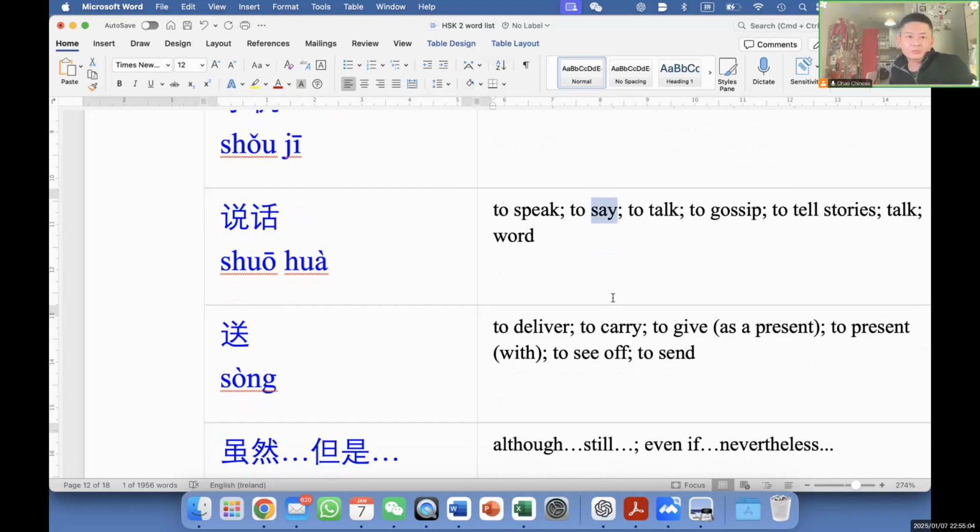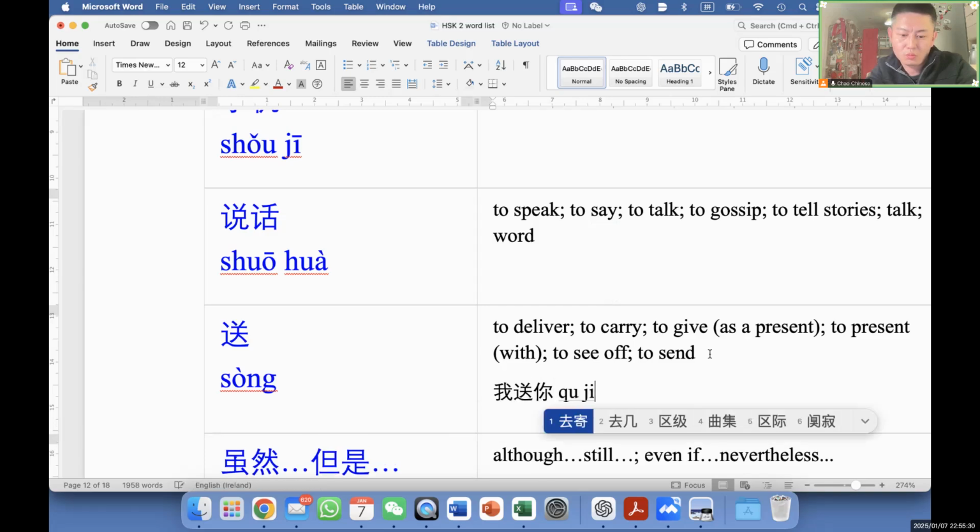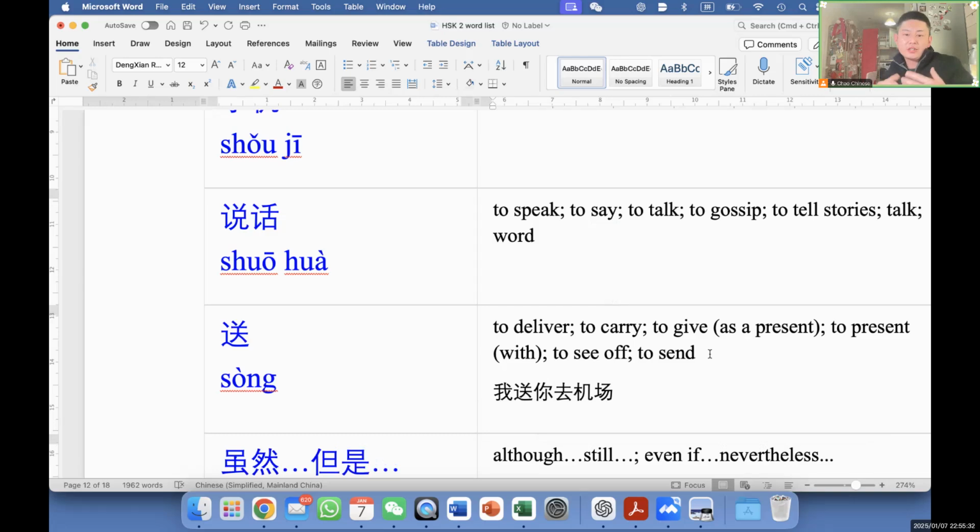送 is to see somebody off, to present, to deliver something. When somebody is visiting you, you probably would stand up and walk this person outside the door, maybe walk a little bit or walk more. The more respectable this person is, the more you will 送 this person, see somebody off. Or you can see somebody off like 我送你去机场. I see you off to go to the airport.